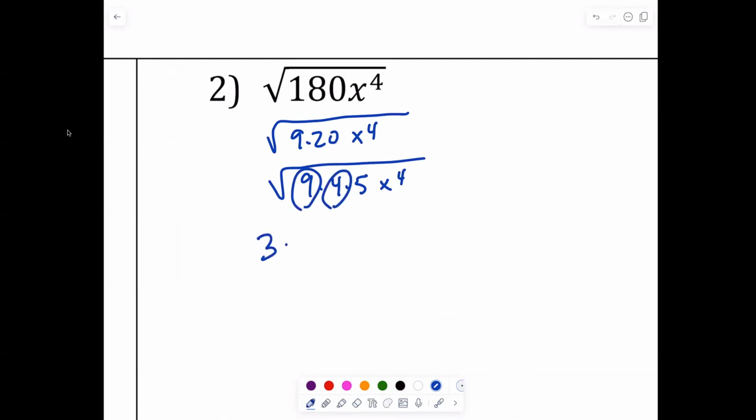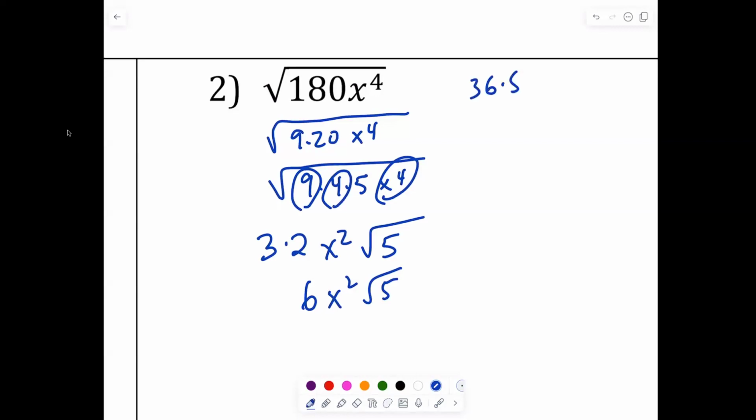What's square root of 4? Square root of x to the fourth. And then what's left behind? 6x squared radical 5. Exactly. And again, for those guys who are interested, 180 is 36 times 5. All right, that's the one I was hoping you would tell me. But it's okay not to know. Just going to take a little bit extra time.